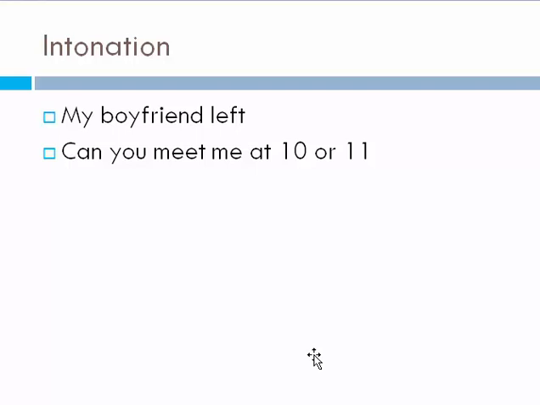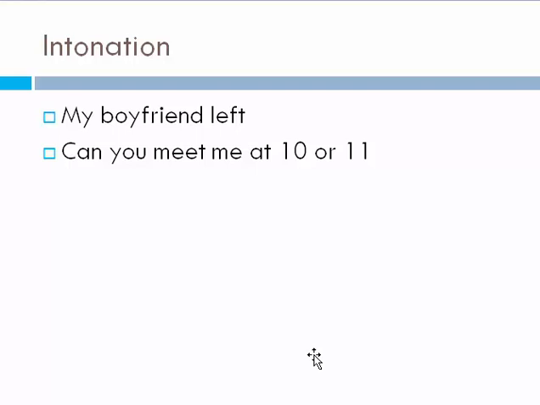My boyfriend left. My boyfriend left? Can you meet me at 10 or 11? Can you meet me at 10 or 11? So, are there any differences? Let's analyze example 1. When I say my boyfriend left, I'm just saying a statement. I'm just affirming something. But then if I say my boyfriend left? the meaning is, what do you mean? I can't believe this. Why would he leave? Therefore, intonation can change the meaning of a sentence.